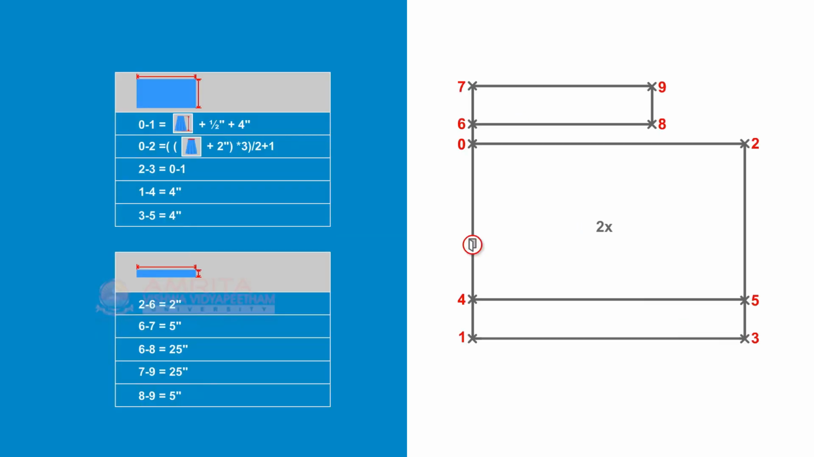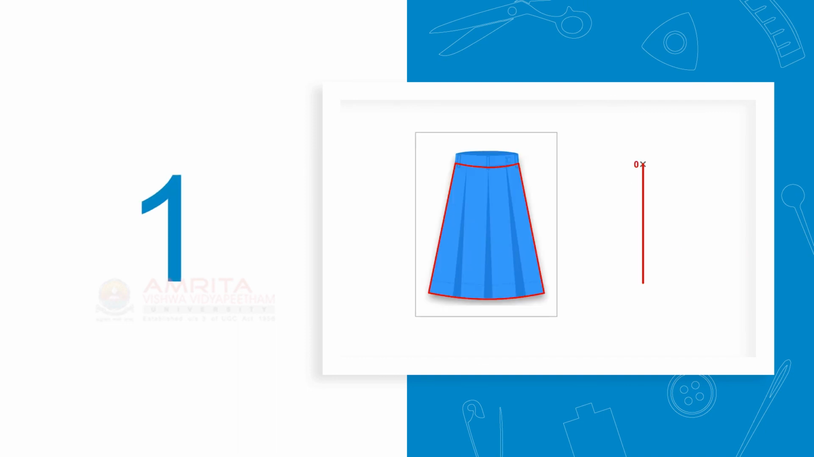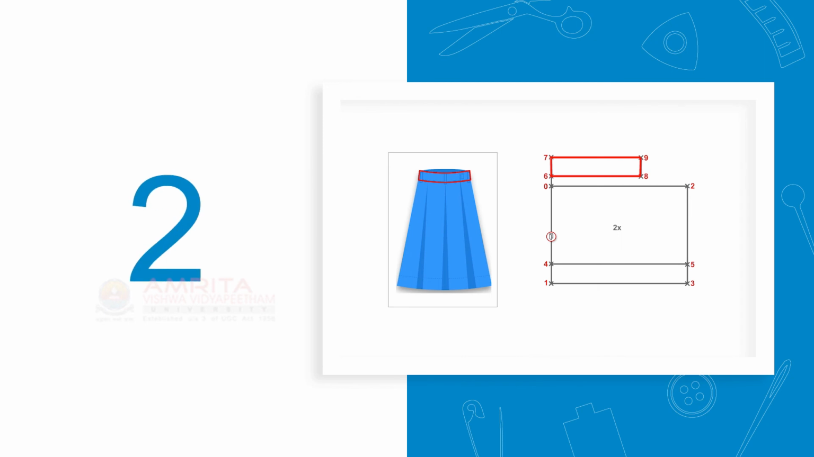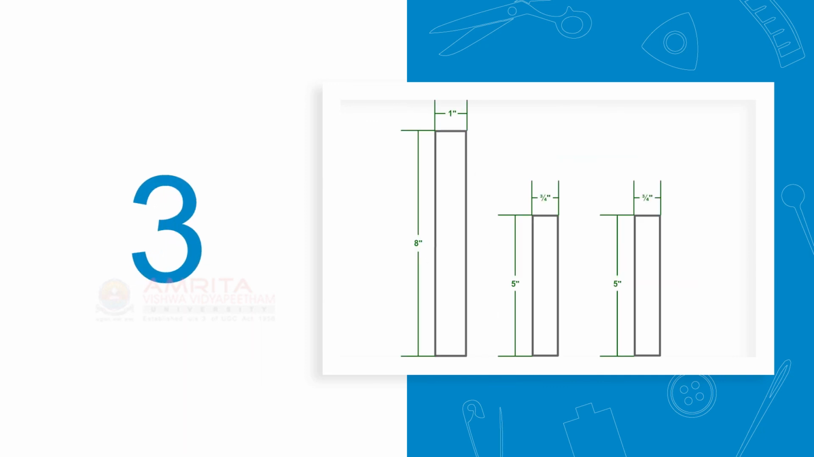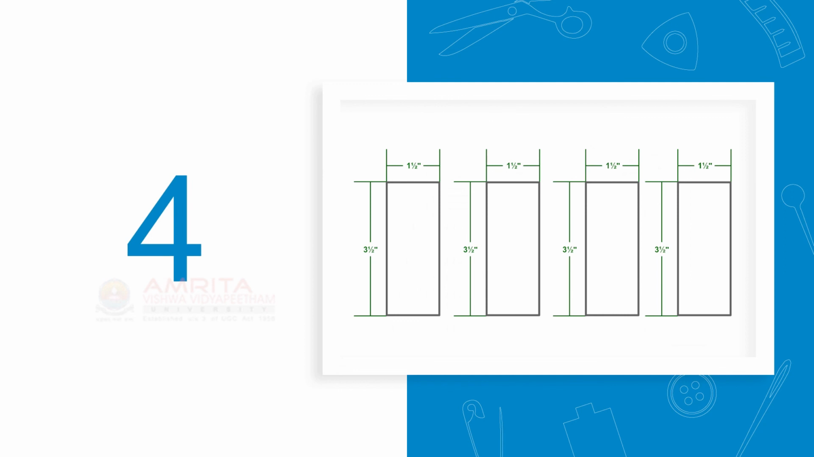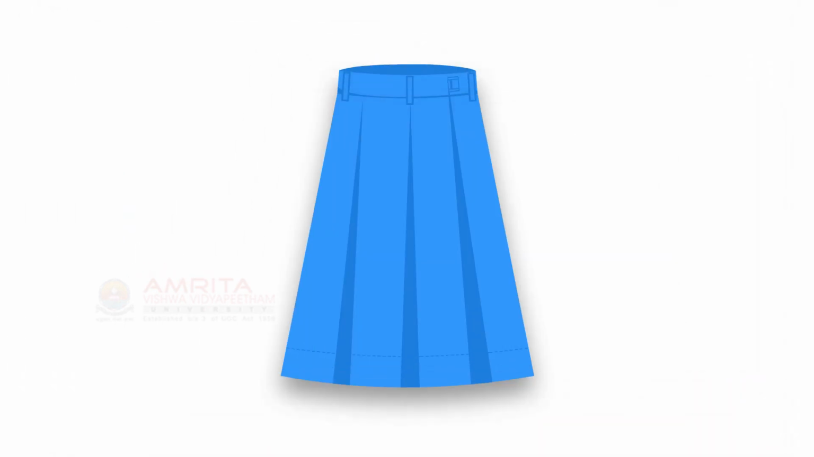In this session, we have learnt how to construct the pattern for a uniform half skirt. Before we conclude, let's take a look at the key steps involved. Step 1. Draw the baseline fold and construct a rectangle using the total skirt length and total waist width for the half skirt. Step 2. Construct a 25 inch by 5 inch rectangle for the waistband. Step 3. Construct an 8 by 1 inch rectangle and 5 by 3/4 inch rectangles for making the hook closure. Step 4. Construct a 3.5 by 1.5 inch rectangle for making the belt loops. With that, we have come to the end of this session.